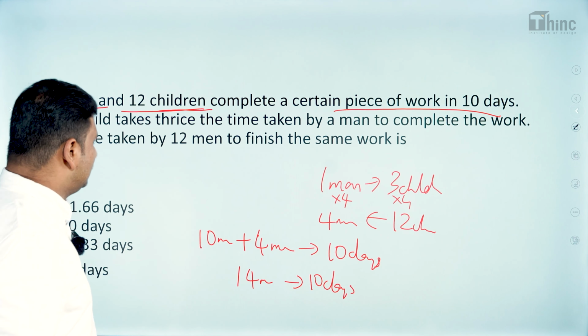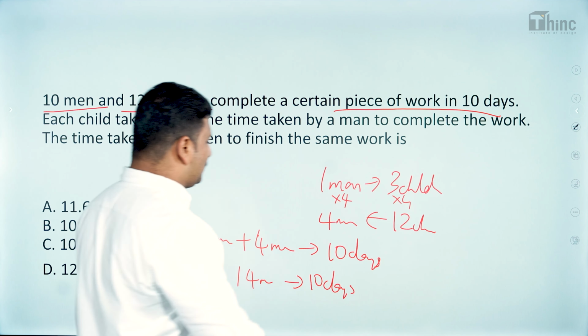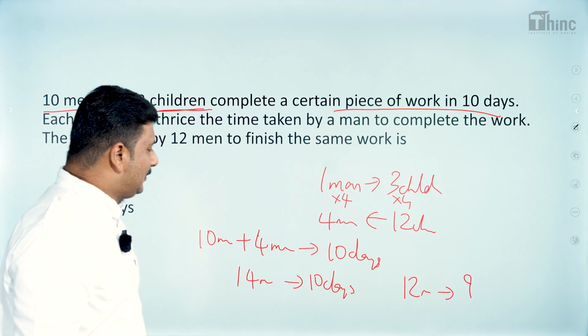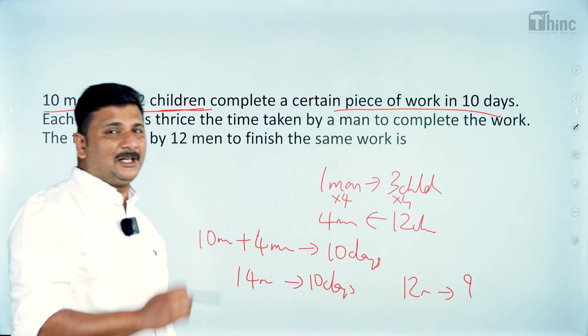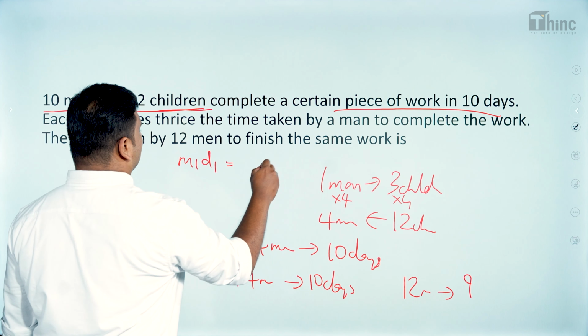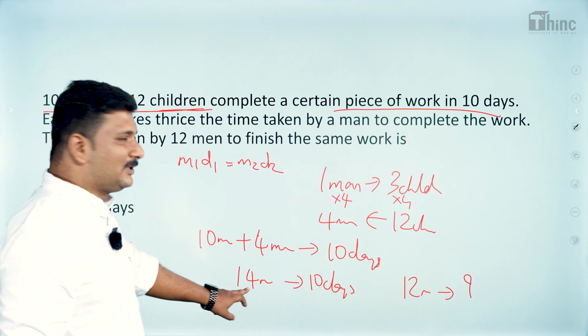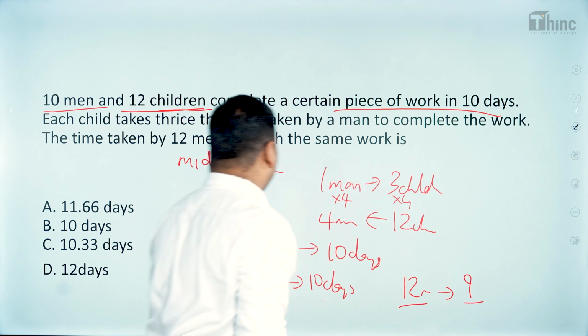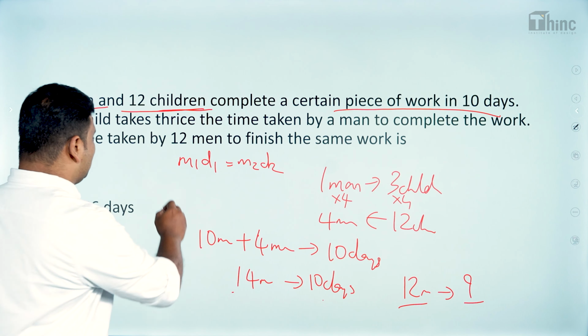Now what is the question? 12 men will take how many days to do the same work? So we'll use the same formula, the first formula we studied: M1 D1 equals M2 D2. Now we have reduced it to this: 14 men can finish a work in 10 days. 12 men can do the same work in how many days? So we'll use the equation M1 D1 equals M2 D2.